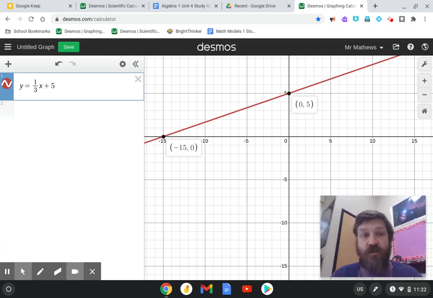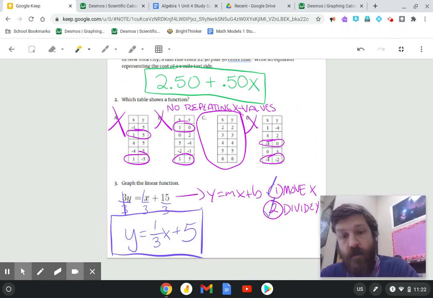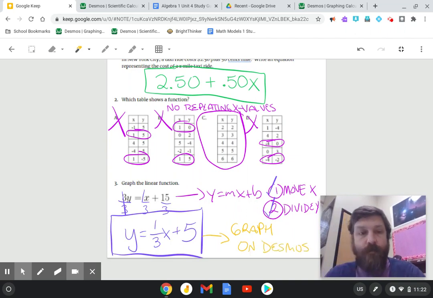And basically, you're just going to be matching it up with options that you're given on the test. So that should be pretty straightforward. So then I'm going to just make a note here for you. Graph on Desmos, and then you'll be good. You'll be matching it up with the correct graph.